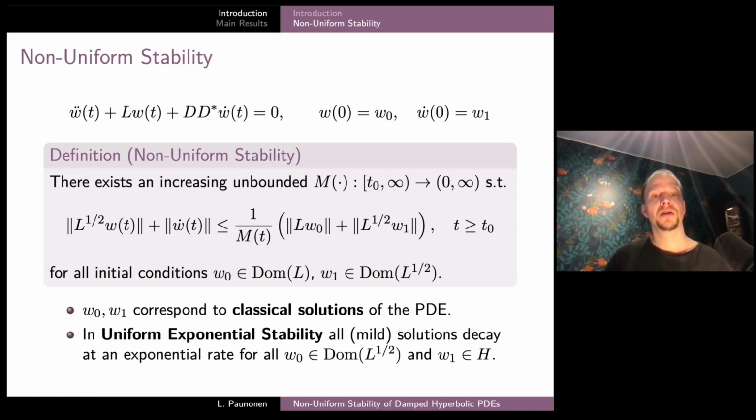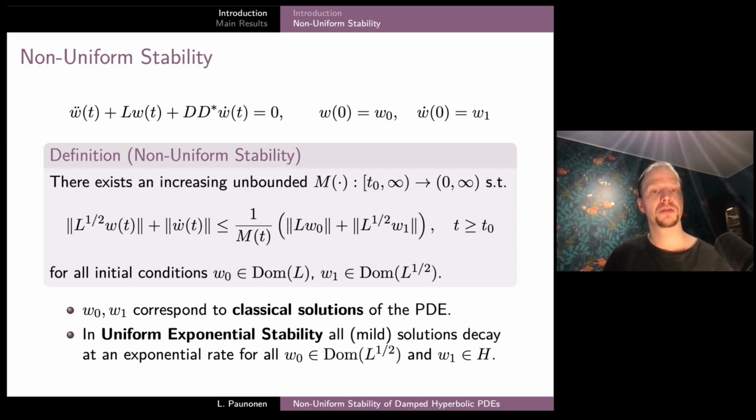And the key feature of the non-uniform stability is that this rate of convergence determined by this function m can be quite general, in the sense that we can consider very different kinds of functions m, which can either be growing very slowly, in which case the solutions converge very slowly, or converging quite fast.